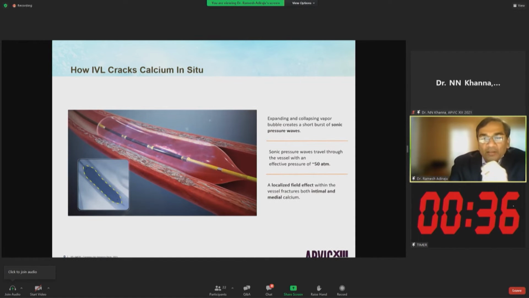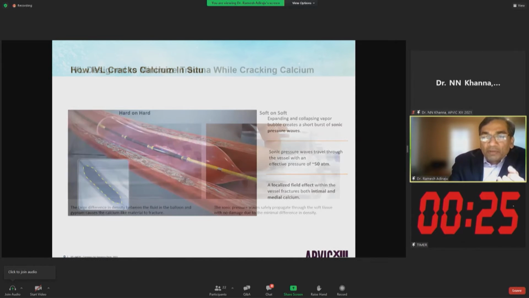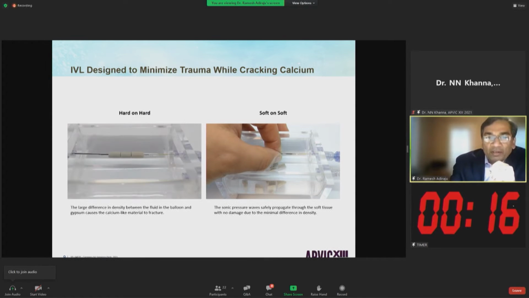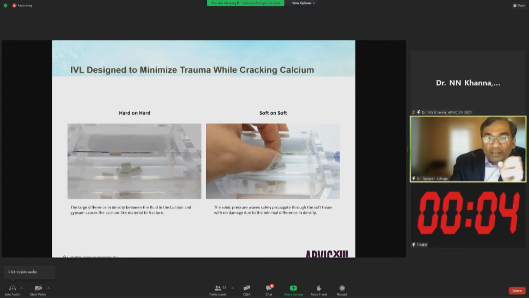So that's a demonstration of the system. It's a very compatible balloon. It goes over 014, and there are 035 systems too. It's easily maneuverable and reaches different distal disease and tight locations pretty effectively. So this is what the shockwave does. It breaks up the hard calcium due to the energy created, mainly pulsatile.